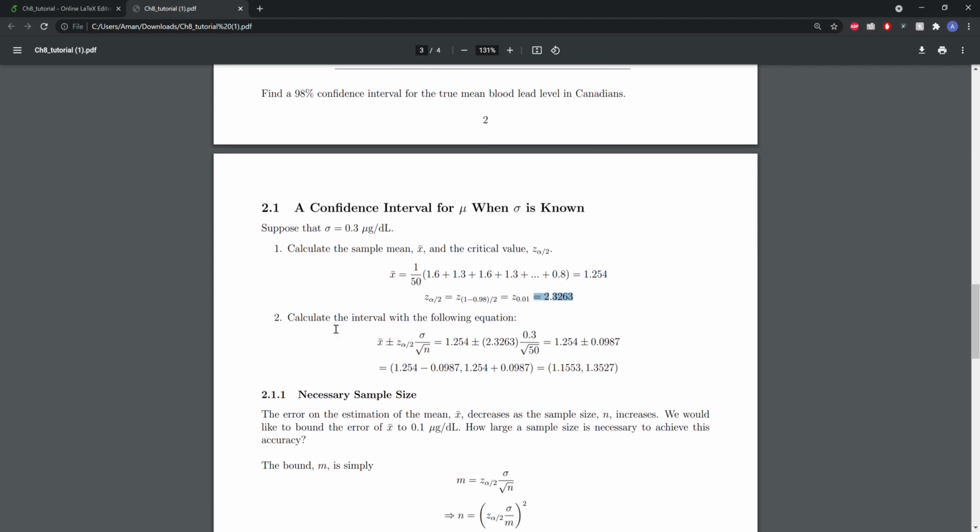And the interval is given by this equation. We know sigma, it's known. We know n, it's 50. We know the critical value and the sample mean because we just calculated them. And when we plug them into the equation, we get an interval of the following. And what it means is that we can be 95% confident that the true mean blood lead level in Canadians is between 1.15 micrograms per deciliter and 1.35 micrograms per deciliter.